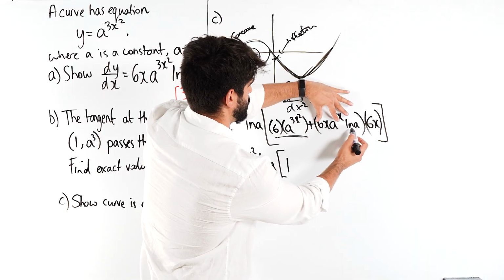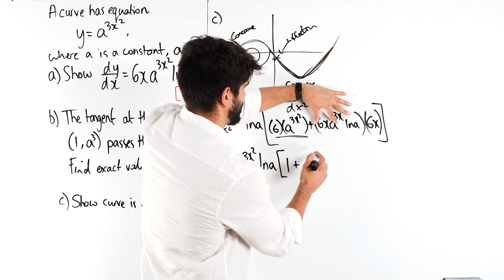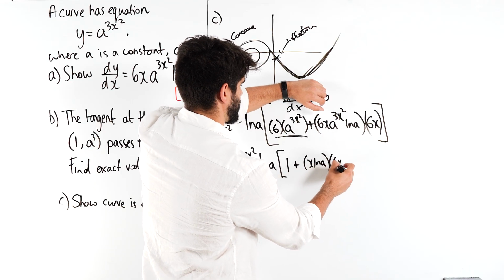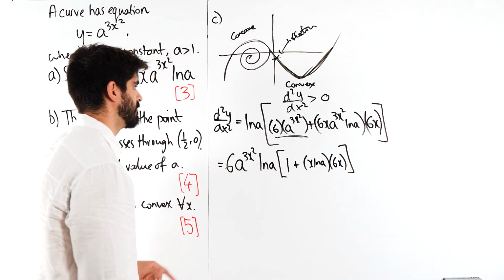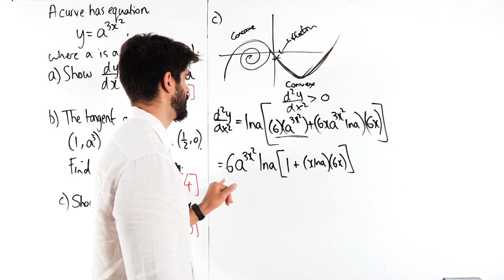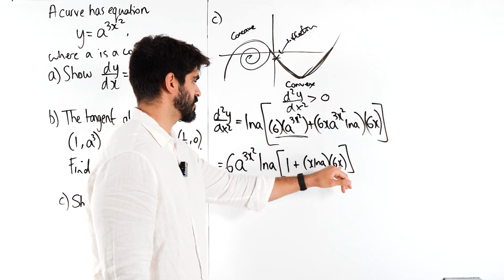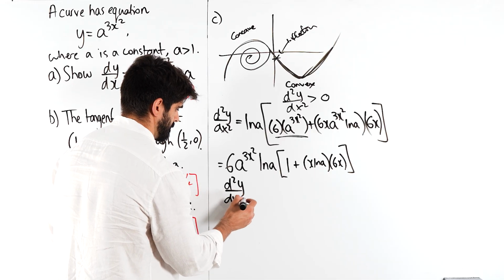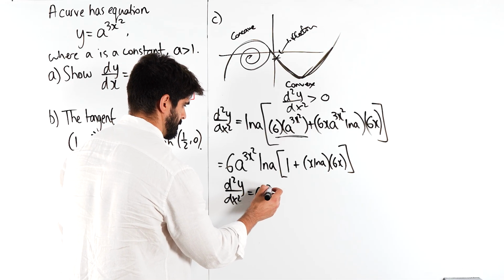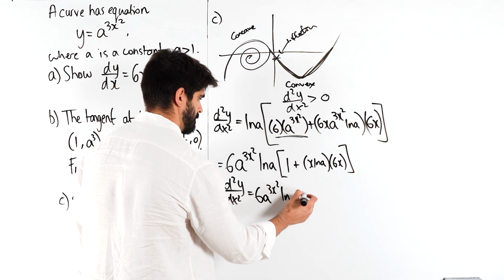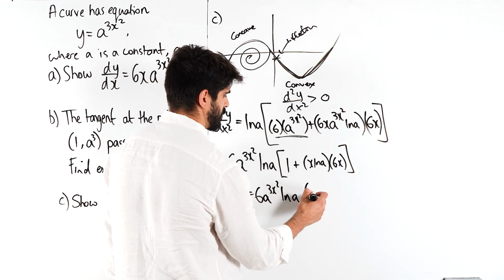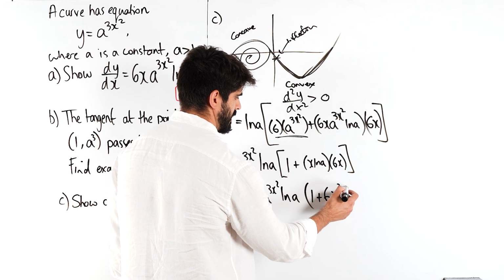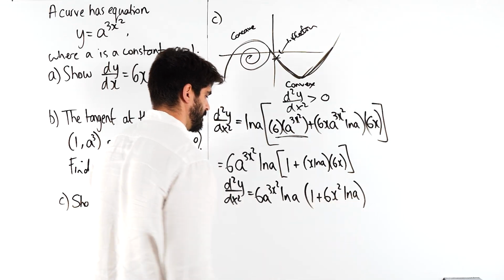So we're left with x ln a plus x ln a times 6x. Yeah, that's clean right there. So you have x squared, 6x squared. Don't need the square bracket anymore. 1 plus 6x squared ln a.